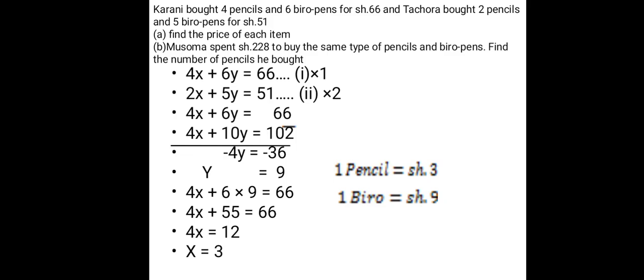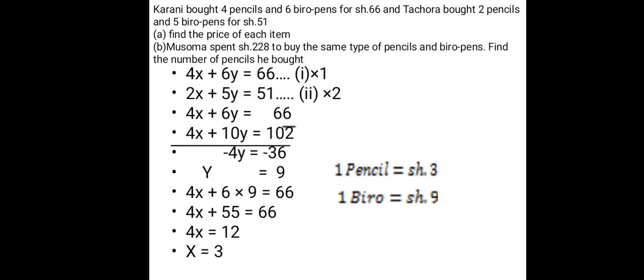Now, let's look at part A. So, let's say the price of each pencil is x, and the price of each biro pen is y. So we have Karani buying 4x plus 6y is equal to 66, and Tachora 2x plus 5y is equal to 51. We have two equations which we can solve by elimination or simultaneously.